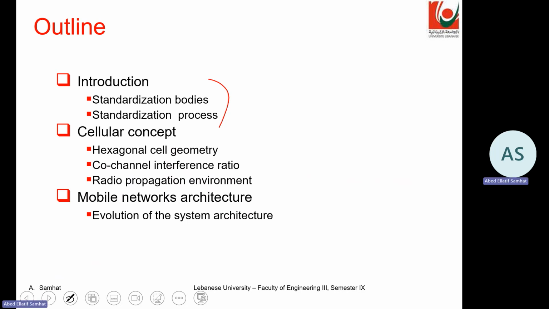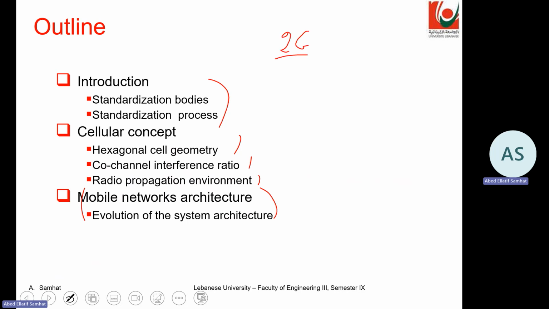Then we will check together the cellular concept, how this cellular system is working, and based on this cell concept, we will see the hexagonal geometry, the co-channel interference ratio, and what the different radio propagation environments are. After that, we will see together the mobile network architecture evolution.